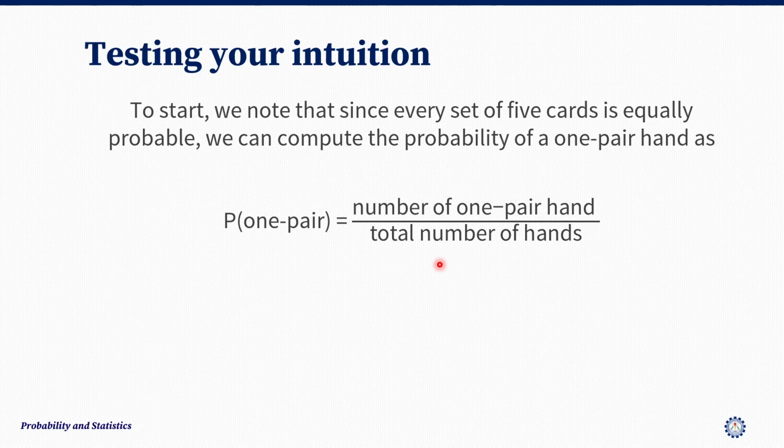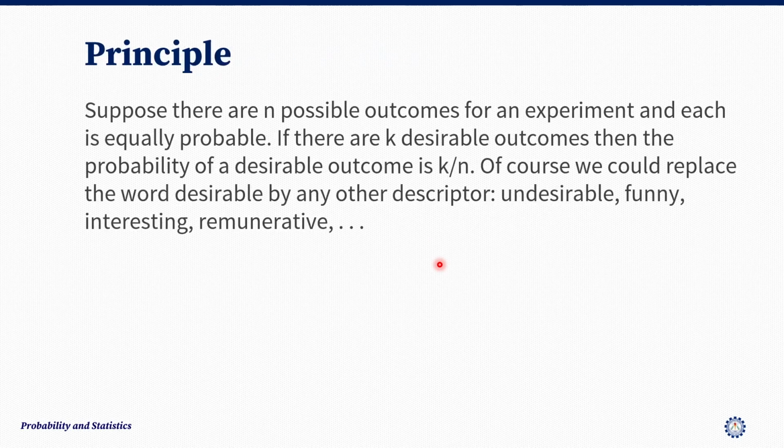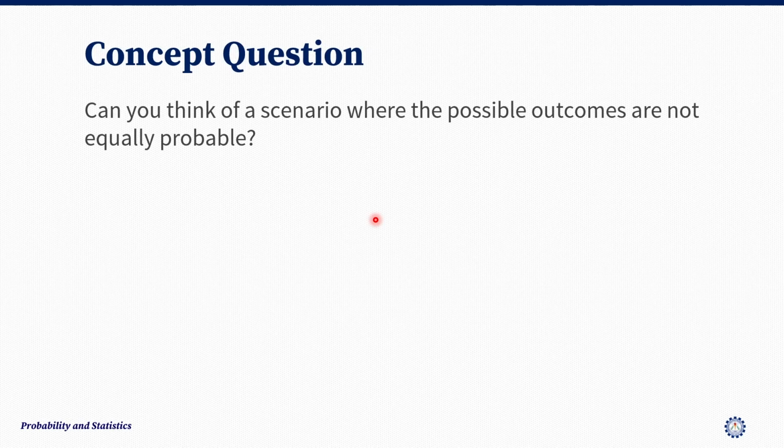Several times already, we have noted that all possible outcomes were equally probable and used this to find a probability by counting. Let's state this carefully in the following principle. Suppose there are n possible outcomes for an experiment and each is equally probable. If there are k desirable outcomes, then the probability of a desirable outcome is k over n. Of course, we could replace the word desirable by any other descriptor such as undesirable, funny, interesting, remunerative, etc.